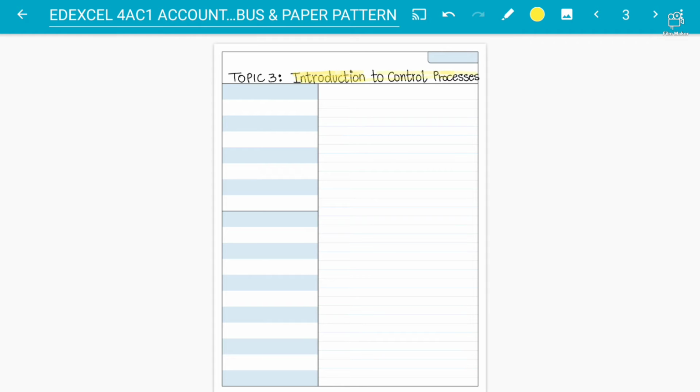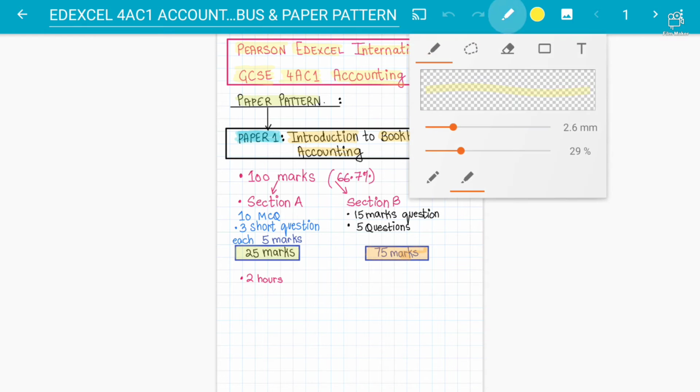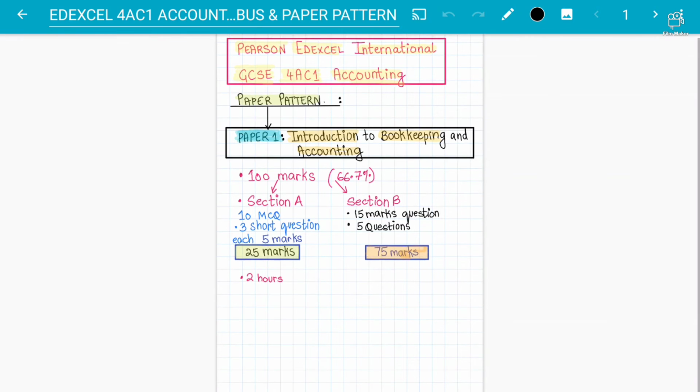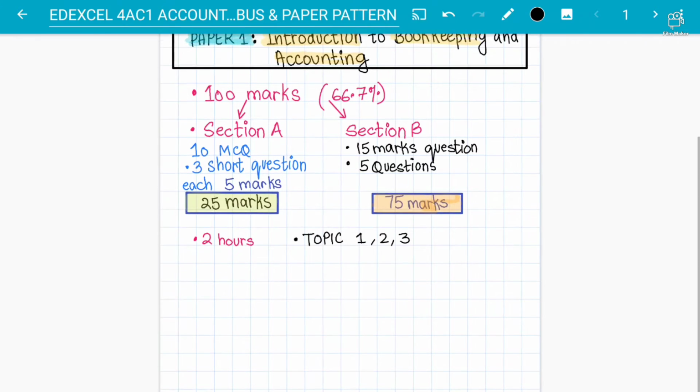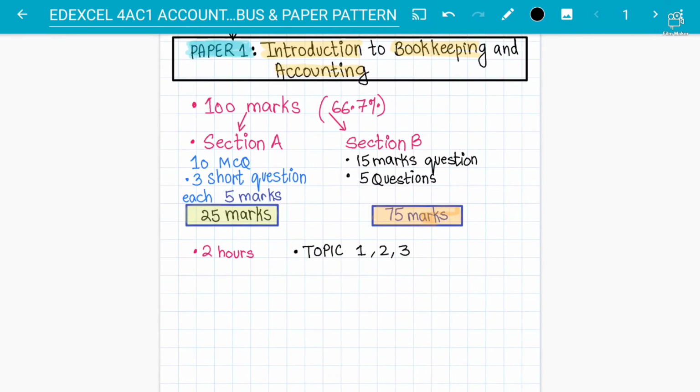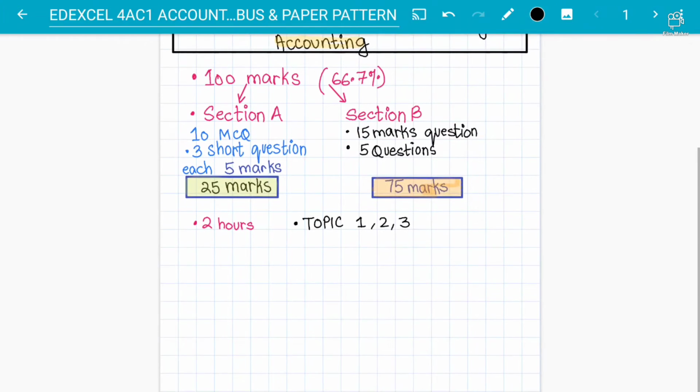So introduction to control processes is topic number 3. Let me write it down as well. Another important point is that topics number 1, 2 and 3 are tested in paper number 1, okay, students? Next we talk about paper number 2. What is the pattern of that, and what do we have to prepare for it?